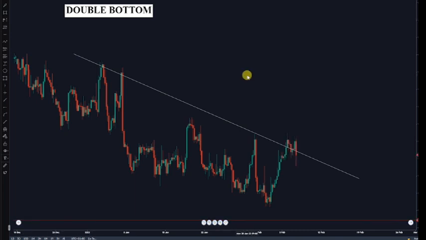Okay, the first time the market retested this zone, it gave you what? It gave you a double top. That's a good one. Some of you will be thinking that this price will go down to this zone. Yes, it will. It's a good one.